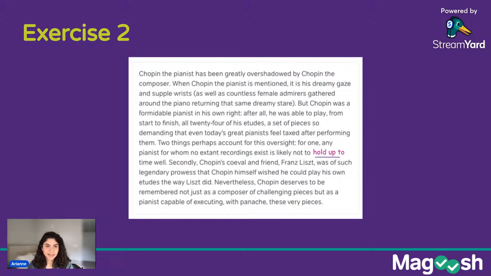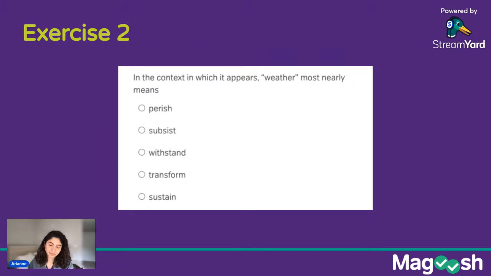Okay, so once our prediction is made, we go to the question, look at the answer choices, and then try to match those. Okay. Option A, we have perish. Perish is to die. This is the opposite, if anything, of what we're looking for. We're looking for something that is to hold up to, to resist. So we can eliminate confidently A.